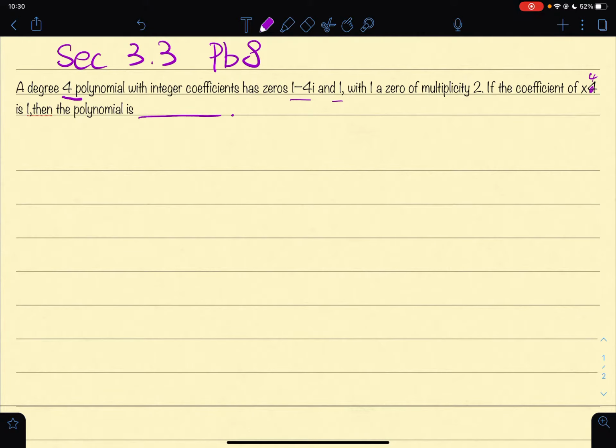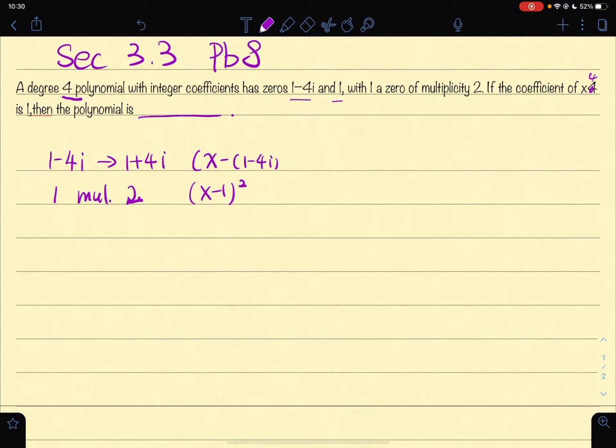So let's get started. First of all, if I have 1 minus 4i as a zero of my function, then I must have 1 plus 4i as a zero of my function. Also, 1 is a zero with multiplicity 2, which means x minus 1 is going to appear twice. So my polynomial is x minus 1 minus 4i times x minus 1 plus 4i, because those are the zeros.